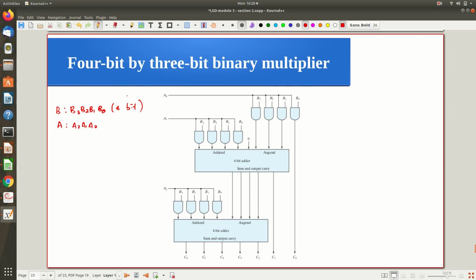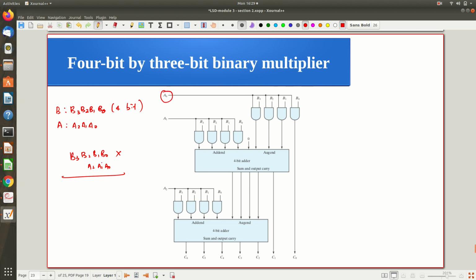Now the same procedure you have to do. You know the multiplication procedure, right? So B3, B2, B1, B0, when you multiply it with A2, A1, A0. First you have to take this A0 and multiply it with B0, B1, B2, B3. You will get the first partial product. So that is what is happening.